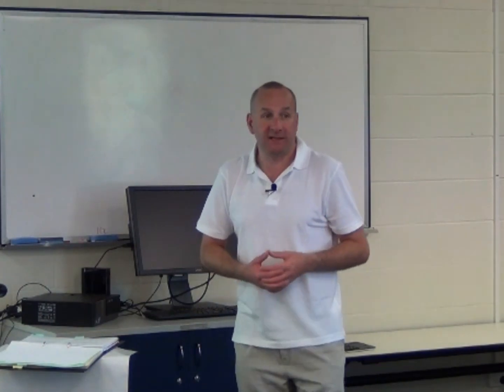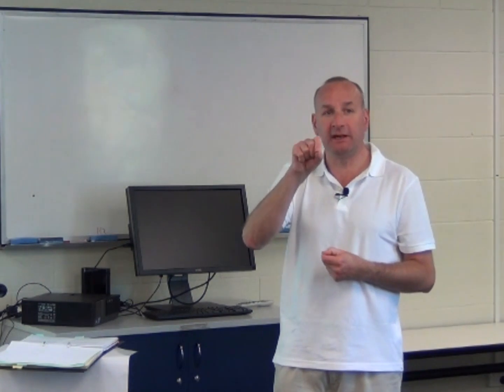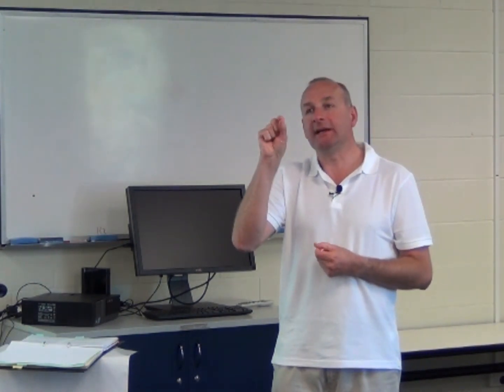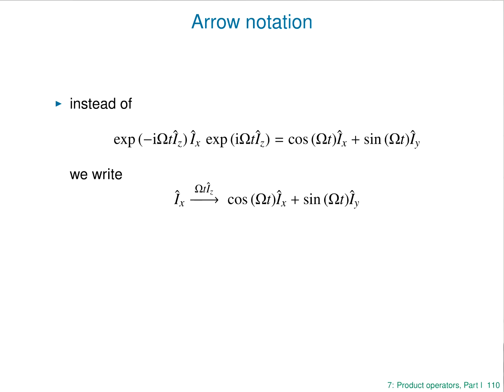Now, writing all these things out gets incredibly tedious after a while, and especially you realize you constantly keep writing out e to the minus i blah blah blah, and then you write e to the plus i exactly the same. So there's a shorthand notation which is used for this, and that is where this rotation would be written as Ix on the left, that's the starting density operator, and then an arrow. And what you write over the arrow is the Hamiltonian multiplied by time.